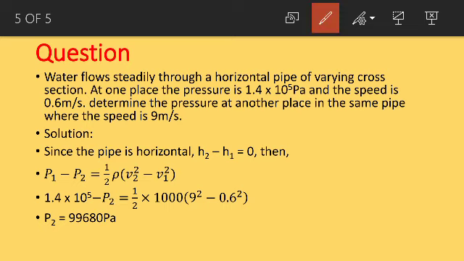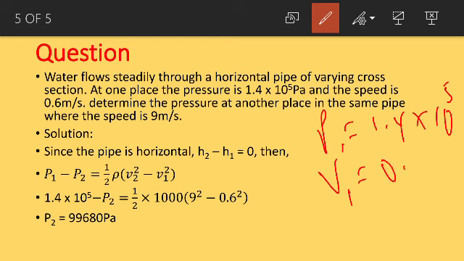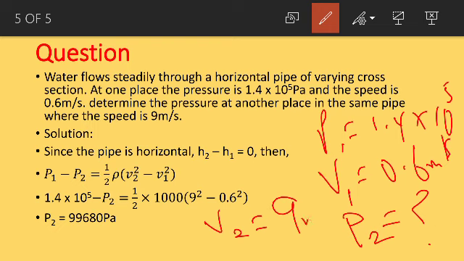We are given water flows steadily through a horizontal pipe of varying cross section. At one place, the pressure is 1.4 times 10 to the power 5 Pascal. We can call that our P1. And the speed, that's our V1, is 0.6 meters per second. Determine the pressure at another place. We are looking for P2, the pressure at another place in the same pipe where the speed is 9 meters per second. So our V2, which is the speed, is 9 meters per second.